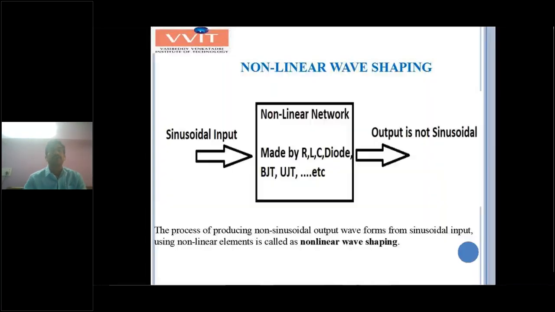Now, I already explained this diagram. This non-linear network contains active elements and, simultaneously, passive elements, where you consider the RLC components as passive elements, and the other ones are the non-linear elements, diodes and transistors. The combination of these forms a network or circuit called a non-linear wave shaping network or circuit. Now you apply a sinusoidal input and you get a non-sinusoidal output waveform. Previously, in linear wave shaping, you got only a non-sinusoidal signal as the input, and the output waveform shape changed.